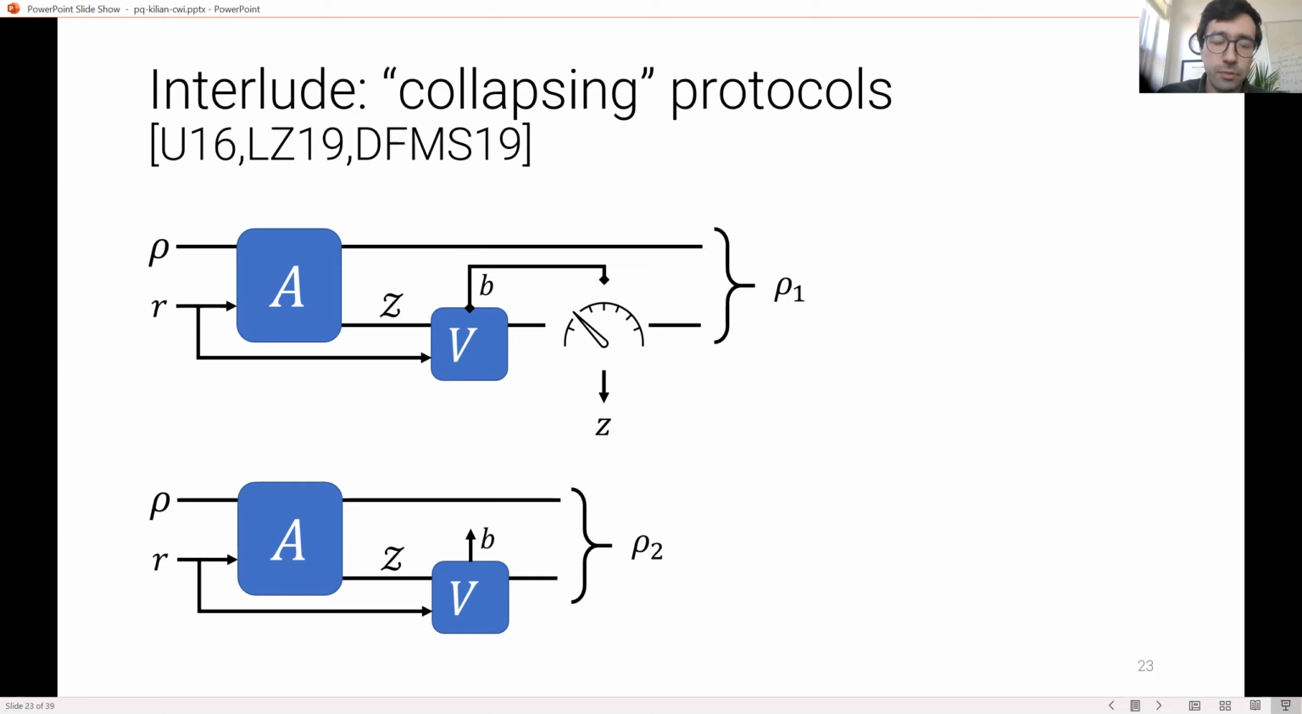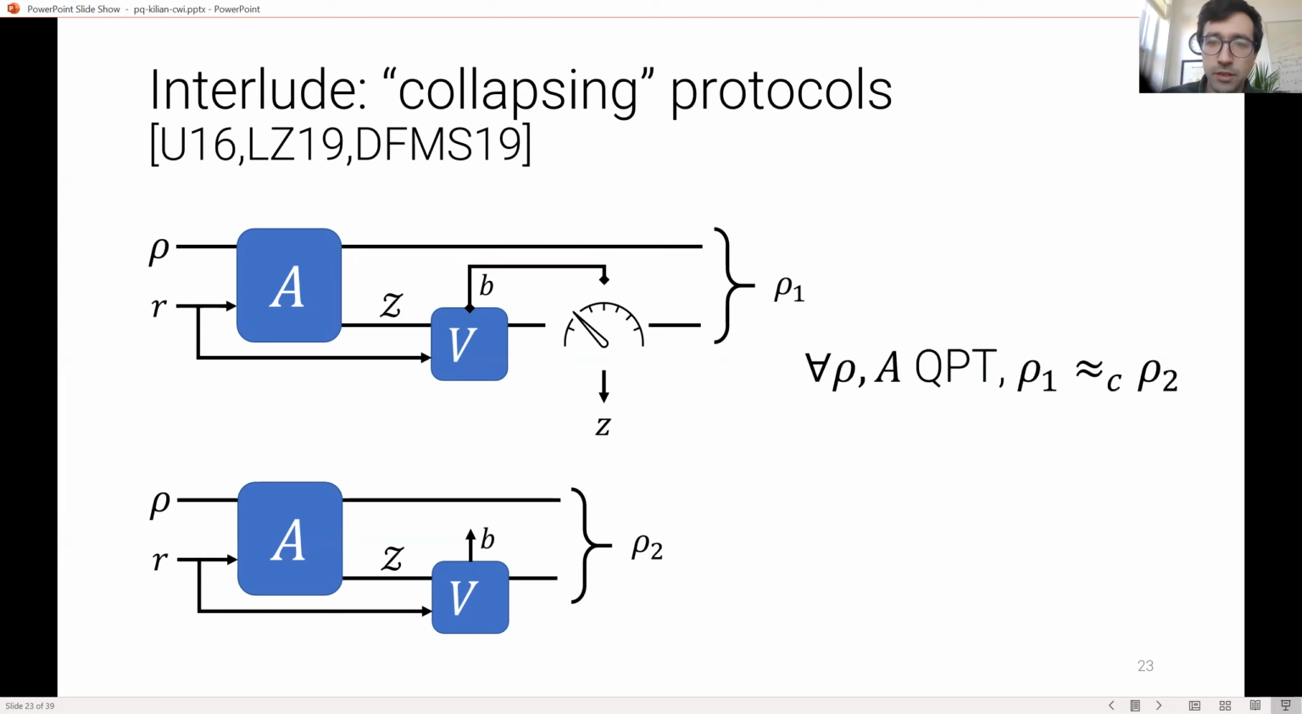Now let's think of a different experiment where we do the same thing, except that we never do this second measurement of Z. We just measure the bit B, which says whether the verifier accepts. This is just a single bit, and otherwise we do nothing. So basically we just remove the measurement of Z from the other experiment.